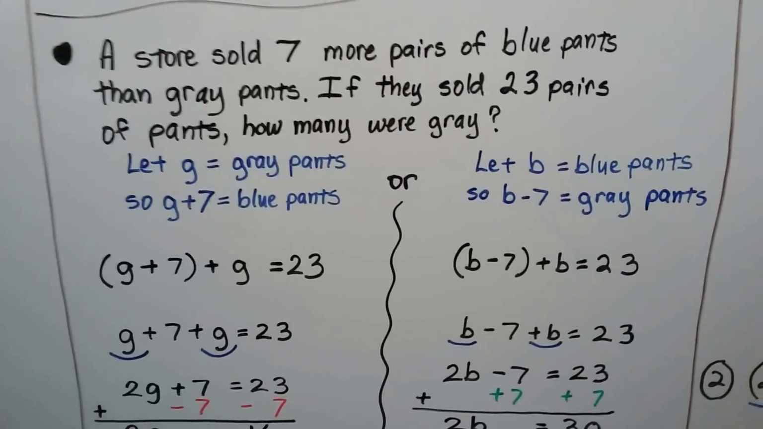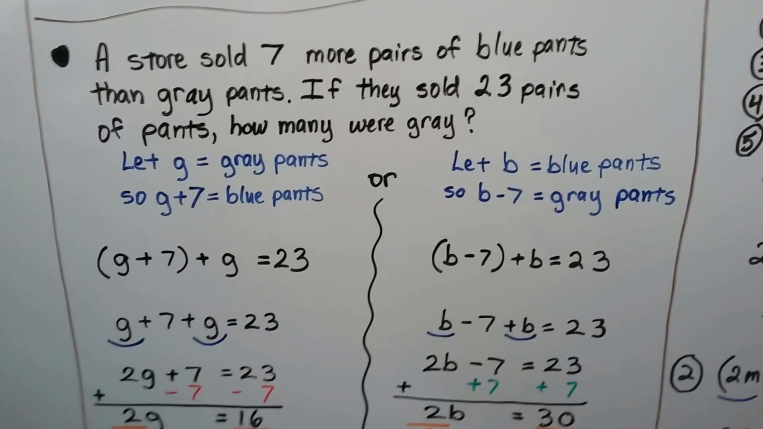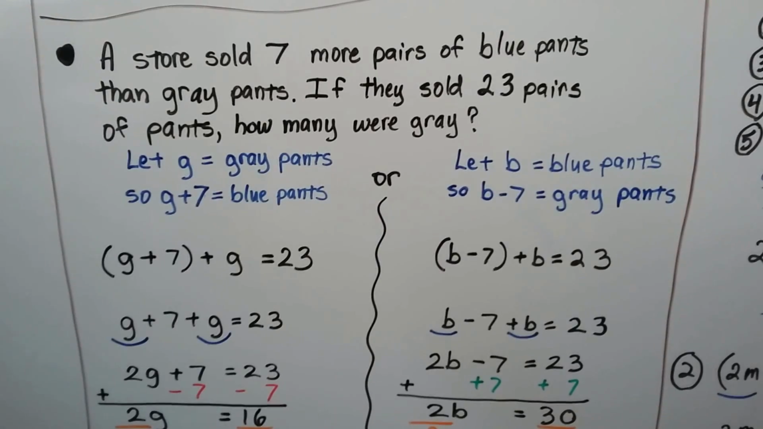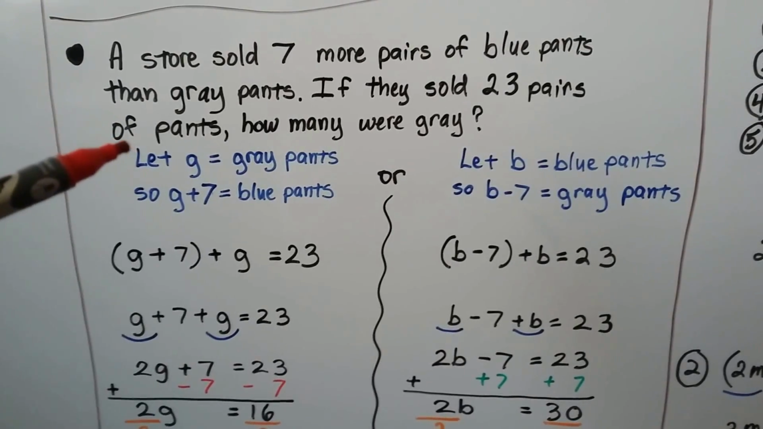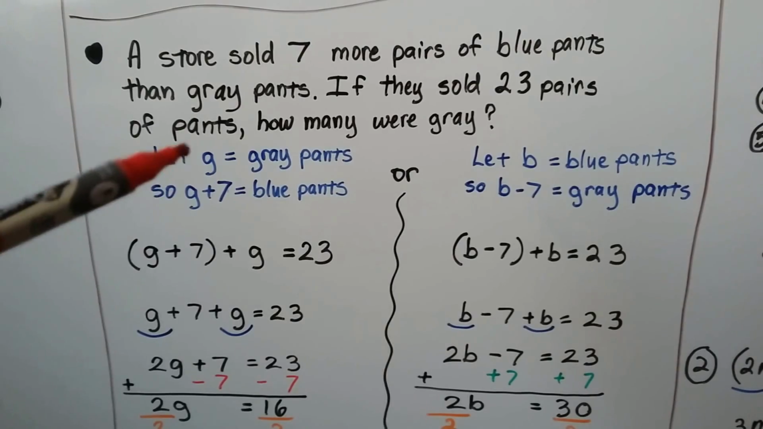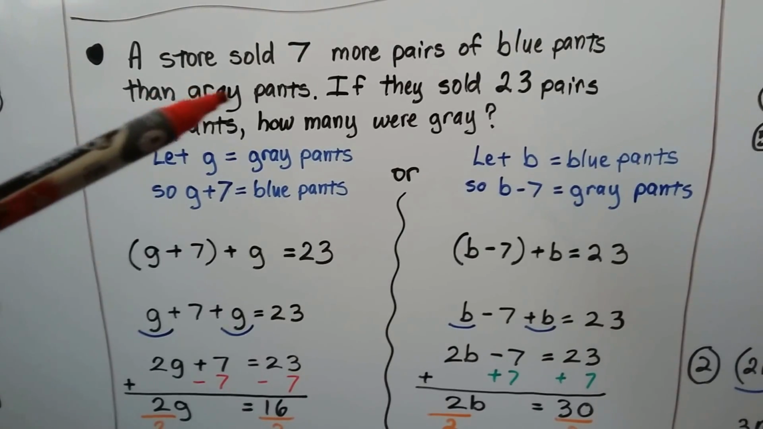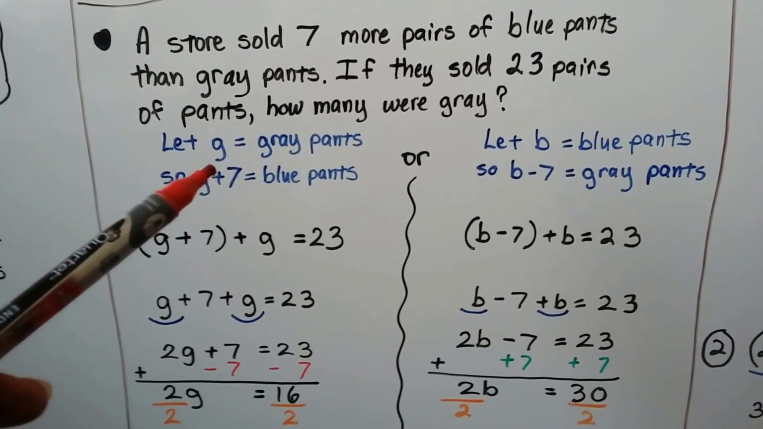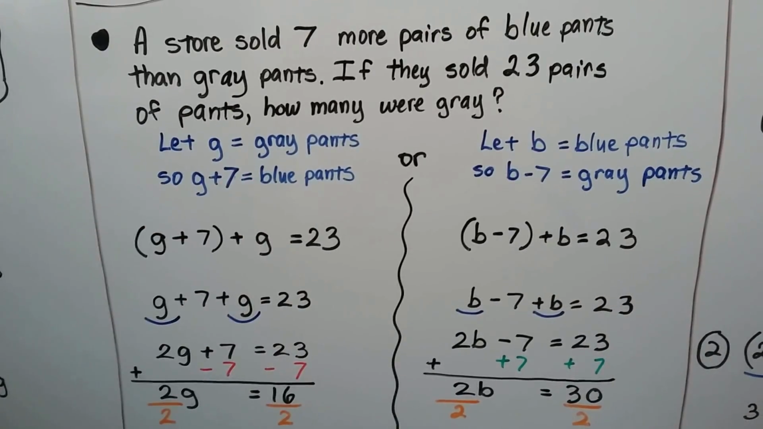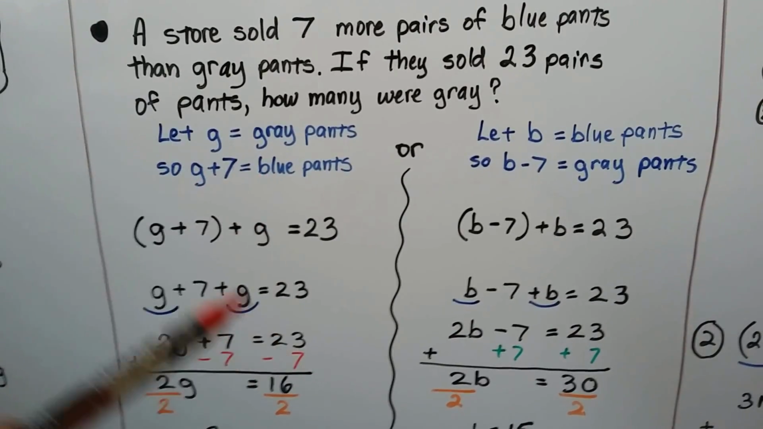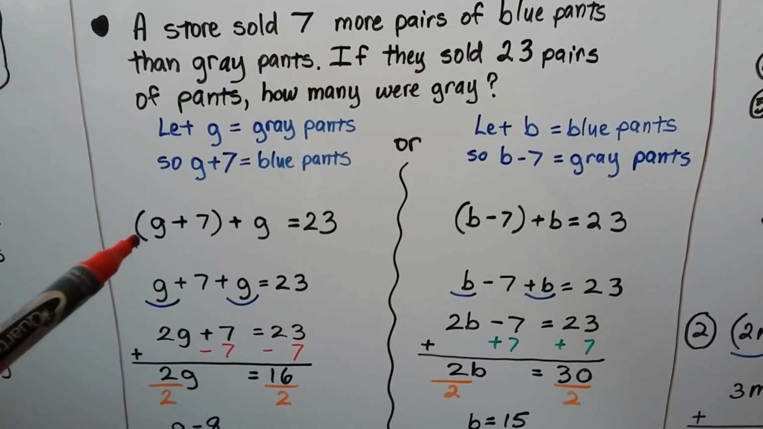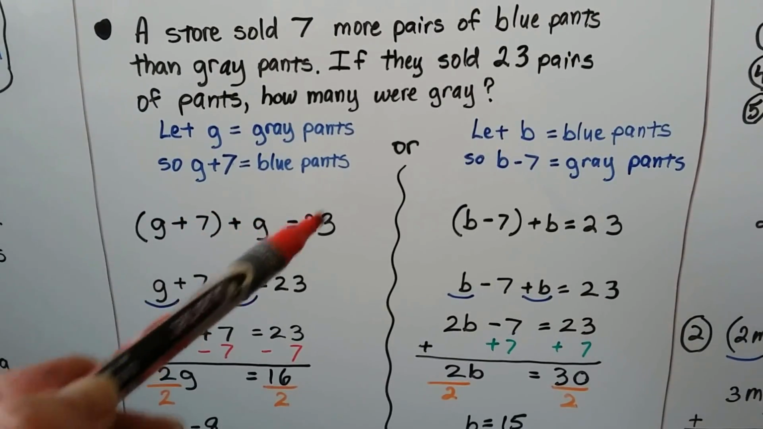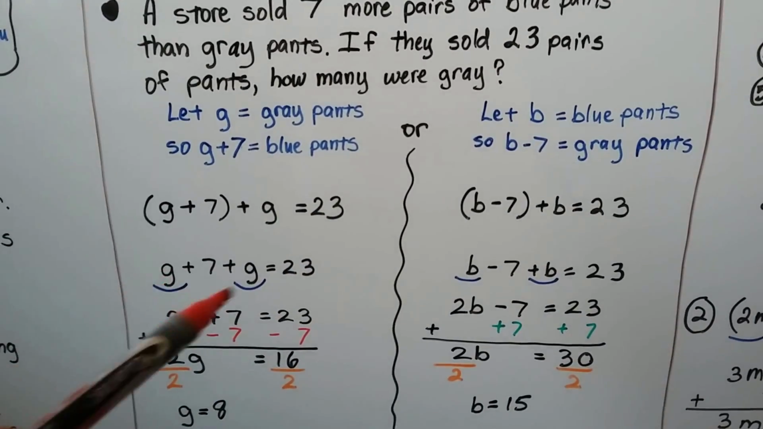Okay, so this one says a store sold 7 more pairs of blue pants than gray pants. If they sold 23 pairs of pants, how many were gray? So we're going to let G equal gray pants. If the G equals gray pants and there were 7 more pairs of blue sold than gray, well then the gray pants plus 7 is going to equal the blue ones, isn't it? So G plus 7 equals blue and G equals gray. If we add these together, the G plus 7 for the blue pants and the G for the gray pants, it should equal 23.